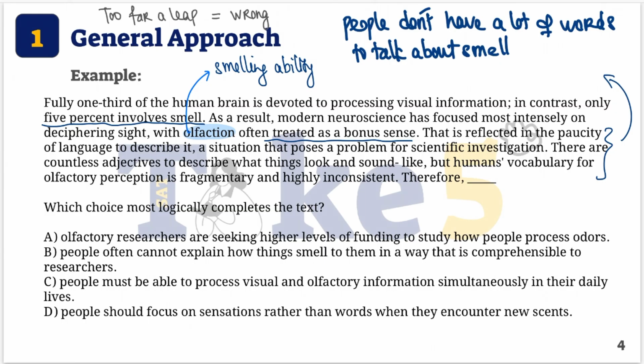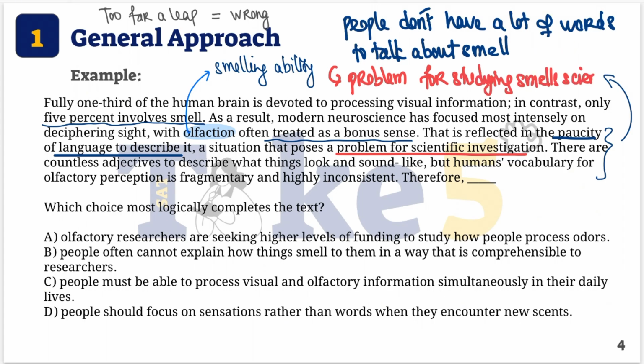The summary can serve as the conclusion on its own, and B is an excellent match for that idea. If people cannot accurately and consistently describe what they're smelling, it becomes very difficult for researchers to gather information about how people use that sense. Now let's look at the wrong answers. A is taking a way too big of a leap by assuming that they are asking for more money to study how people process odors.